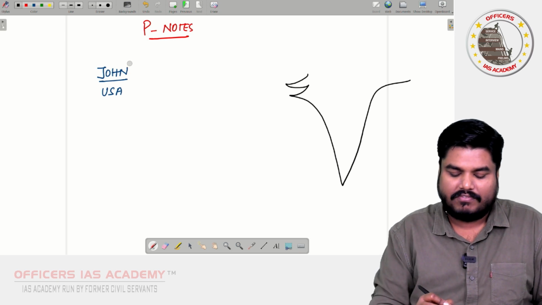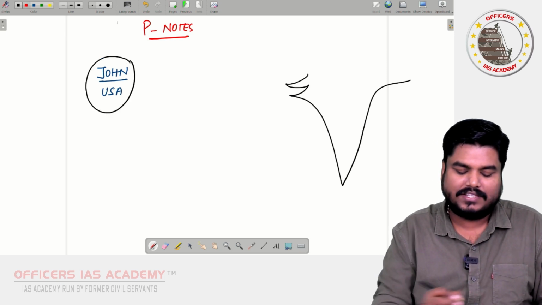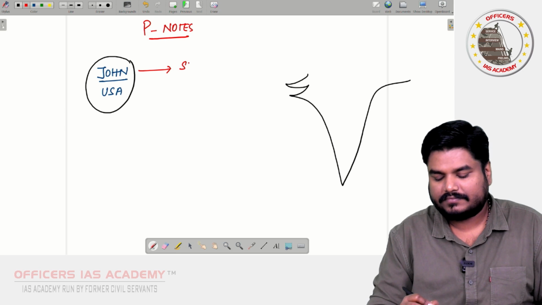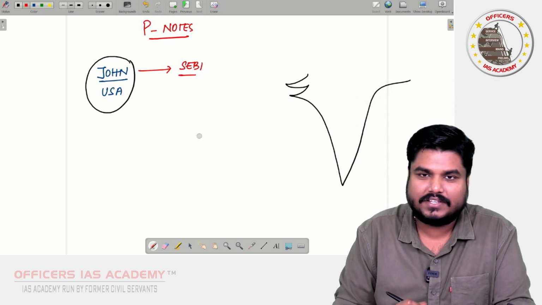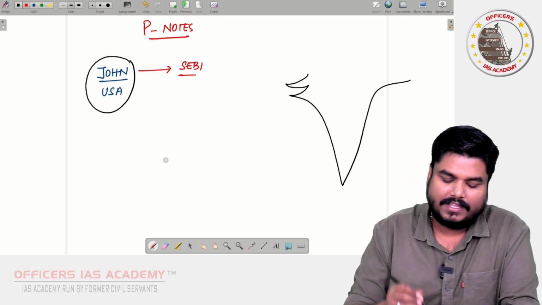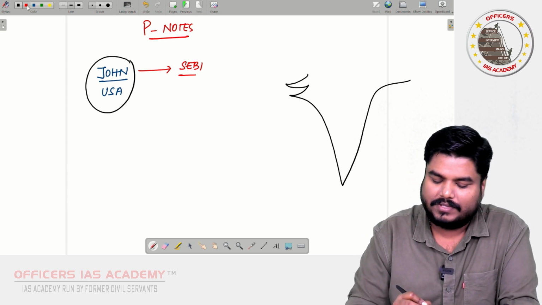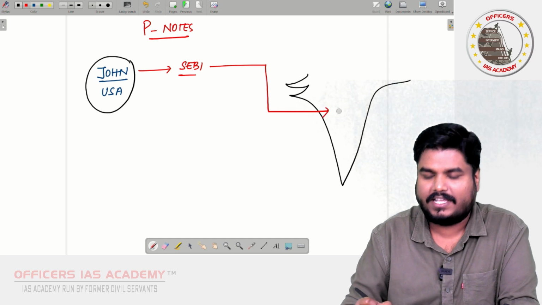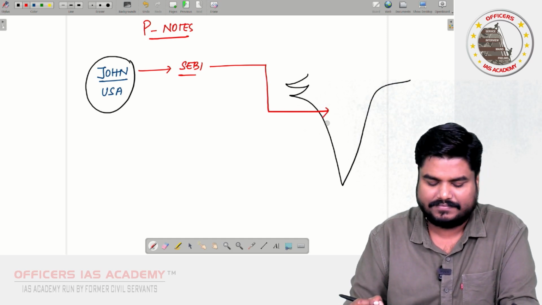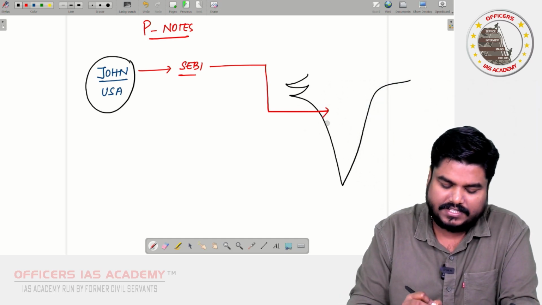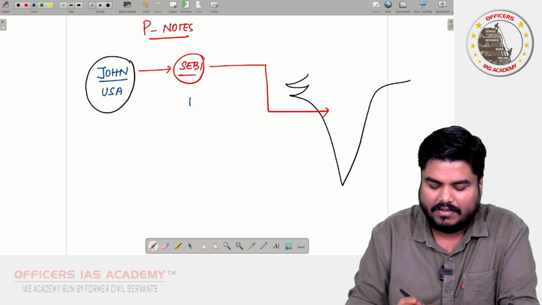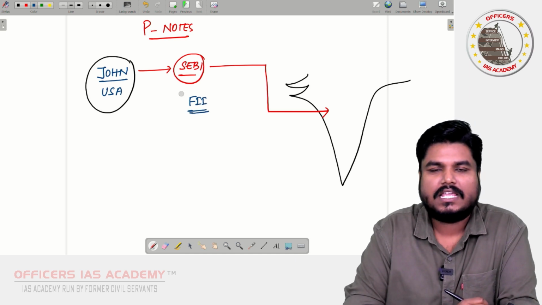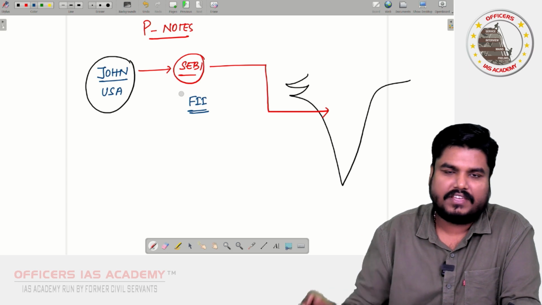So since being a foreigner, John has to register himself with SEBI first. Right? Once he registers himself with SEBI, Securities Exchange Board of India, then John will be allowed to invest in the Indian stock market. He can invest in BSE, NSE, etc. So once he registers with SEBI, then John will be investing in India in the form of FII, Foreign Institutional Investors. He will be investing as FII.